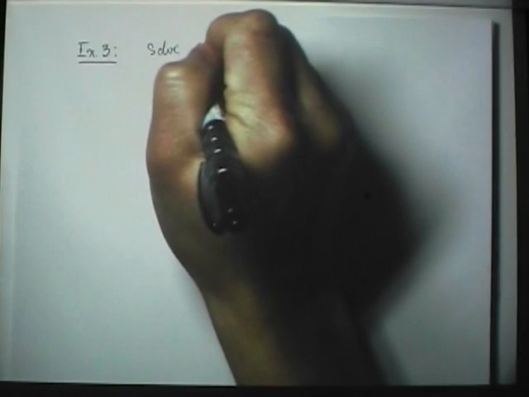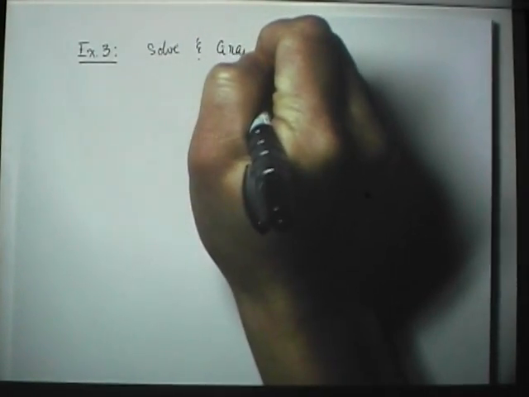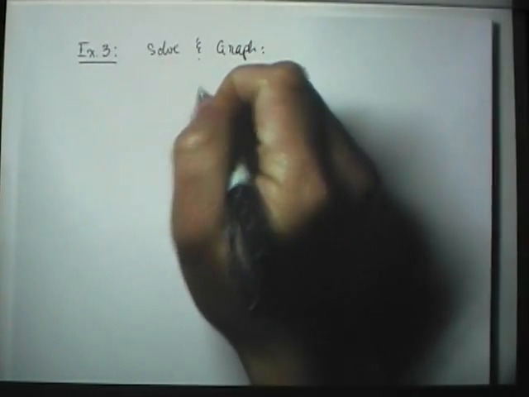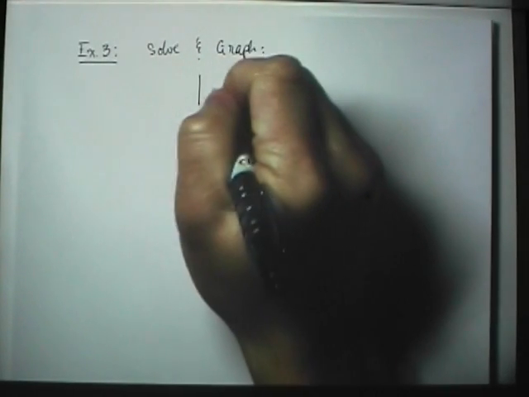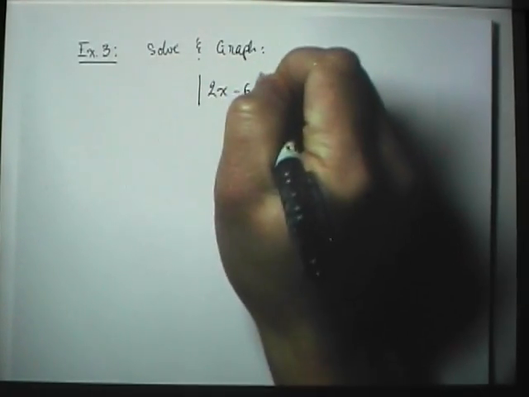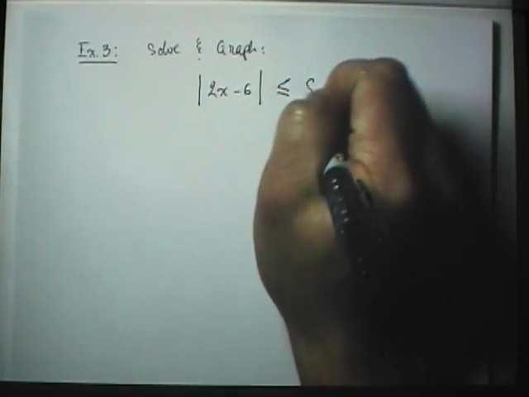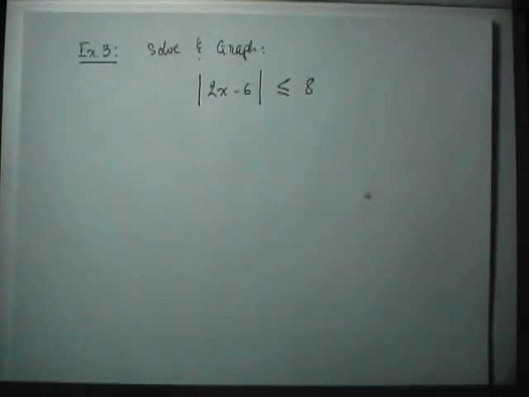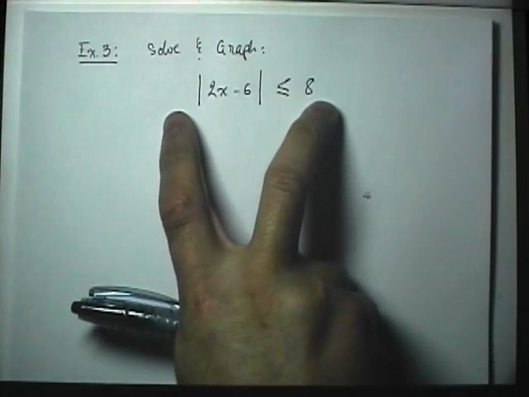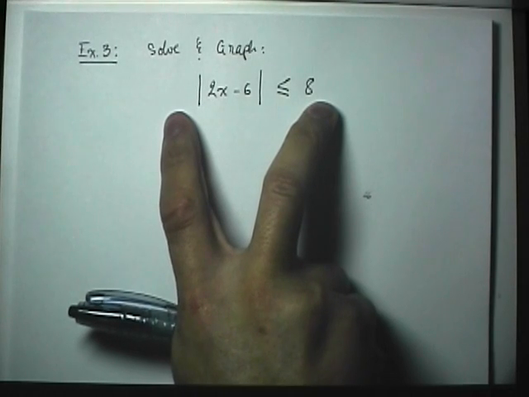So example number 3. So this time, once again, we want to solve and graph. The inequality we have here is 2x minus 6 in absolute value less than or equal to 8. And once again, I need to check, is my inequality right here in one of the ordinary forms? And the answer is yes.